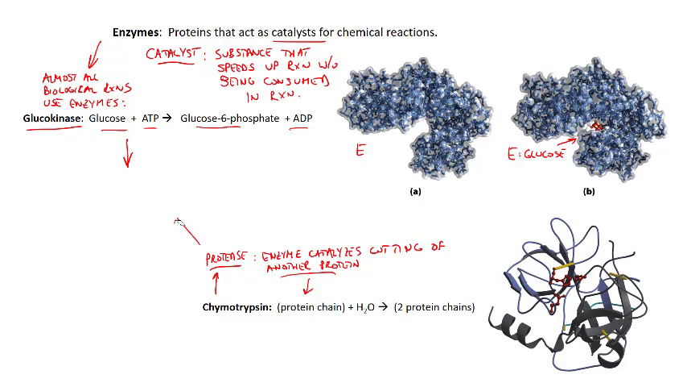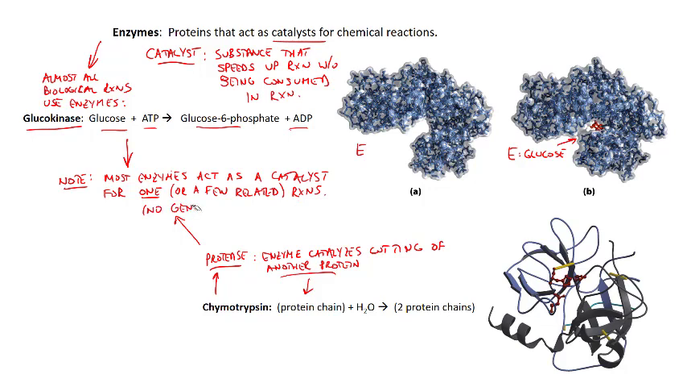One thing you should notice from this slide, though, is that most enzymes act as catalysts for only one, or in some cases, a few closely related reactions. So there are no general purpose enzymes. Most enzymes have evolved to catalyze one specific reaction, and they're completely ineffective in every other reaction. And that's very important. If there was a general purpose enzyme, biology would be chaos.